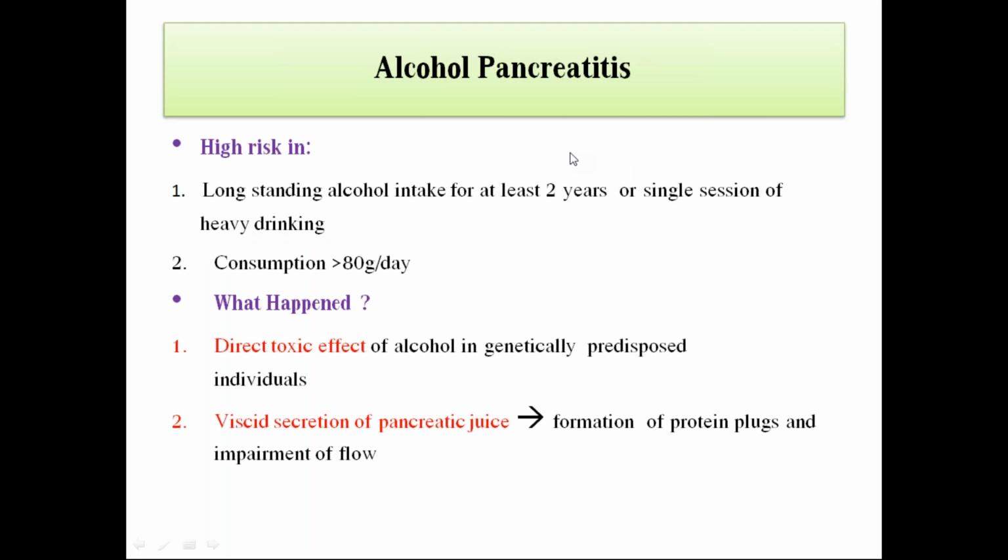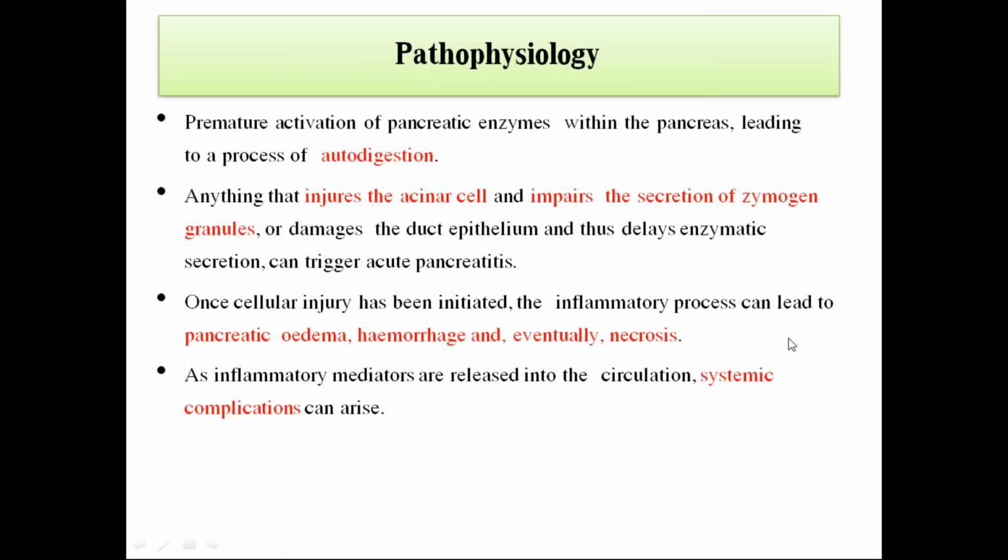Alcoholic pancreatitis is seen in long-standing alcohol intake for at least 2 years, or in case of heavy binge drinking. Alcohol can cause direct toxic effects, and the effects are more severe in genetically predisposed individuals. The viscid secretion of pancreatic juice causes formation of protein plaques, and impairment of pancreatic juice flow could result in pancreatitis.